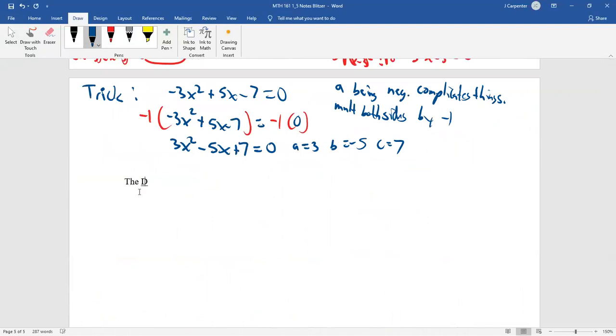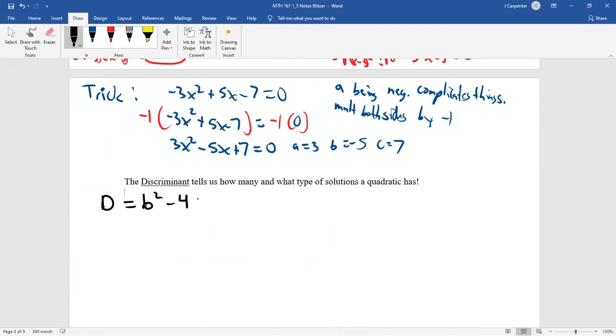So the discriminant tells us how many and what type of solutions a quadratic has. That formula is D for discriminant equals B squared minus 4AC. Once again, literally the same exact thing as what was inside the square root.